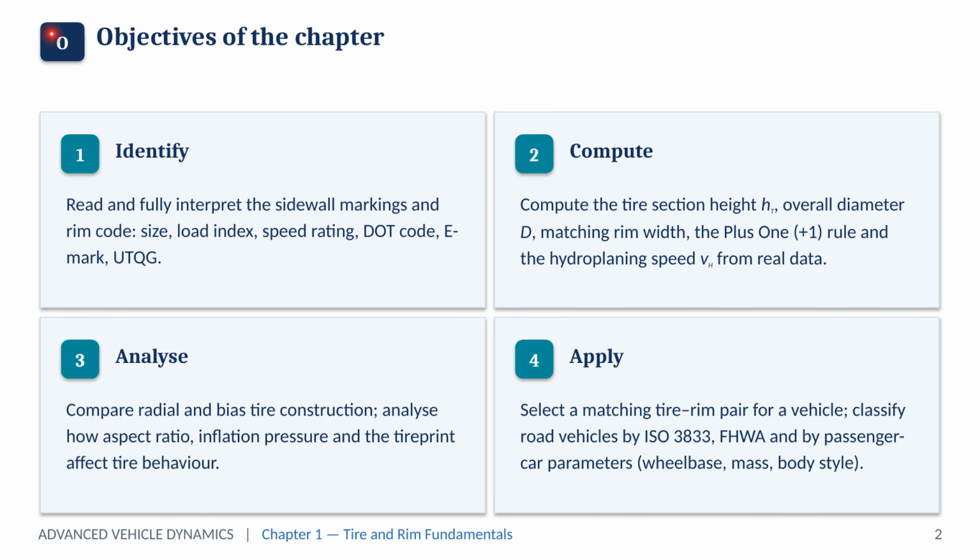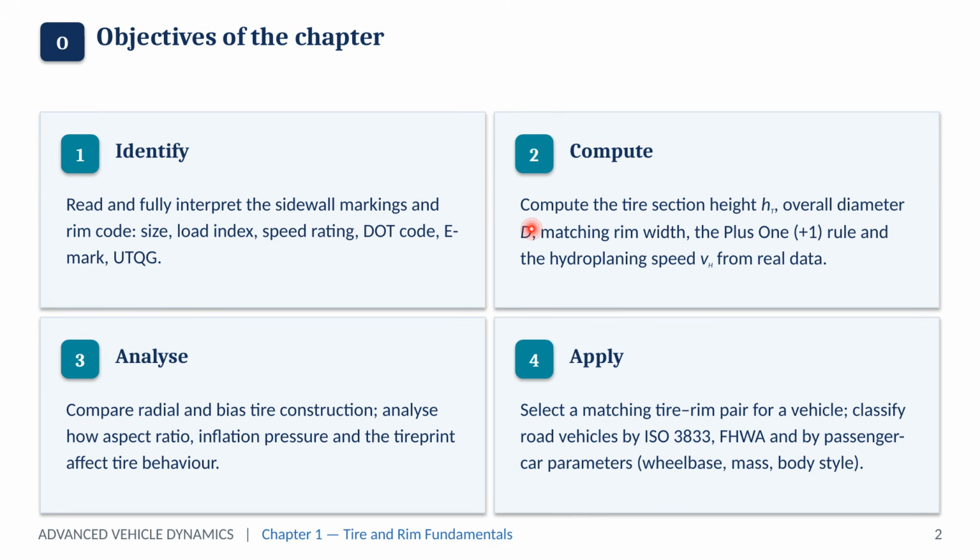First, identify. You will read and fully interpret the sidewall markings and the rim code, including size, load index, speed rating, the DOT code, the E-mark, and the UTQG ratings. Second, compute. Find the tire section height h sub t, the overall diameter d, the matching rim width, the +1 rule, and the hydroplaning speed v sub h from real data.